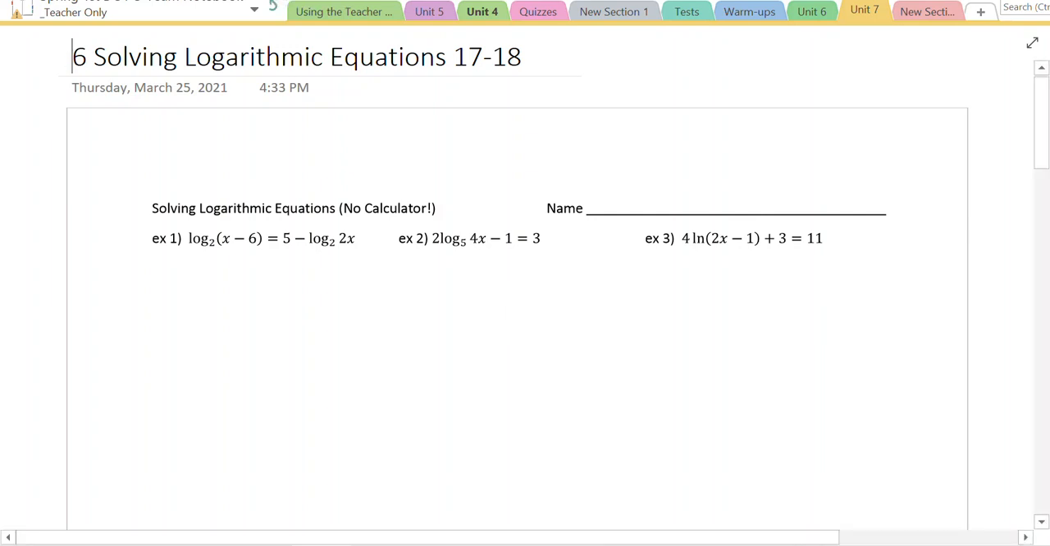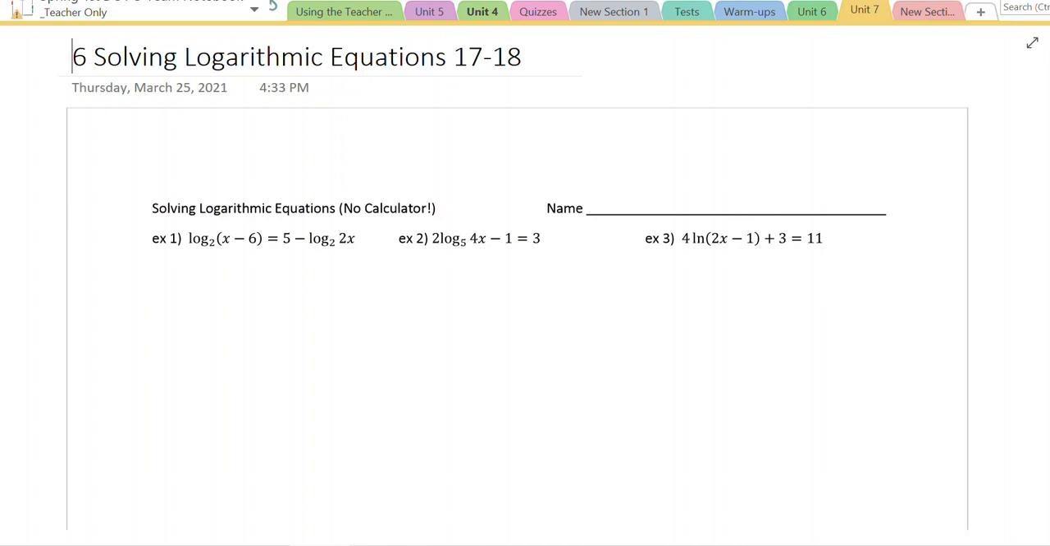Okay, so now we're going to solve logarithmic equations. So Wednesday and Thursday, some of you Wednesday, some of you Thursday, should have tried solving exponentials using logarithmic properties. Now we're going to use logarithmic properties and things we know about their inverse, which is bases, to solve logarithmic equations.